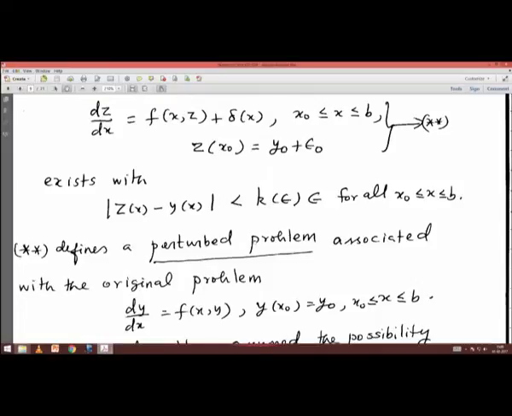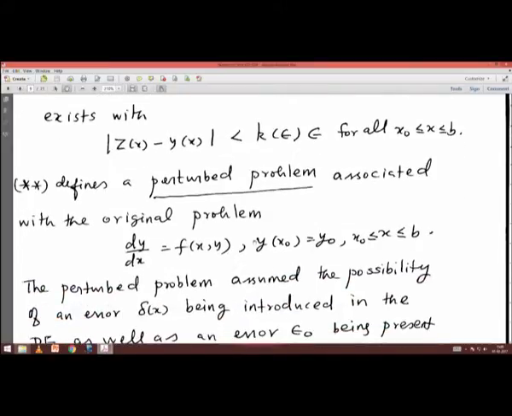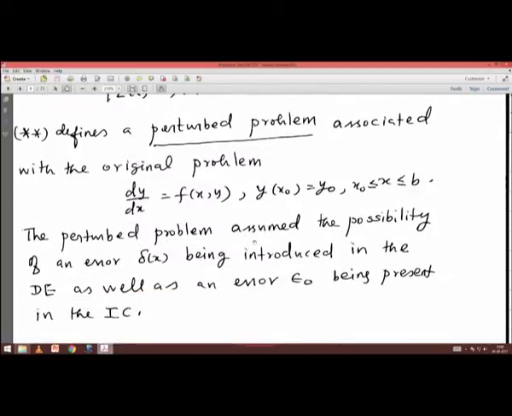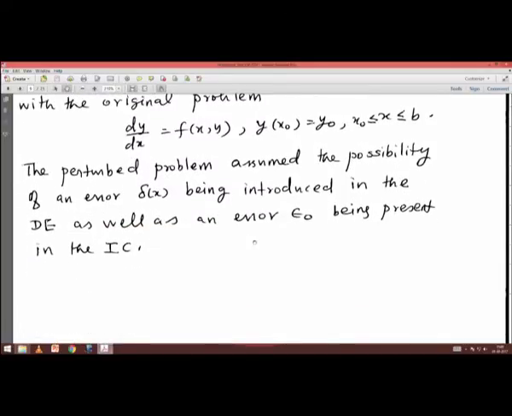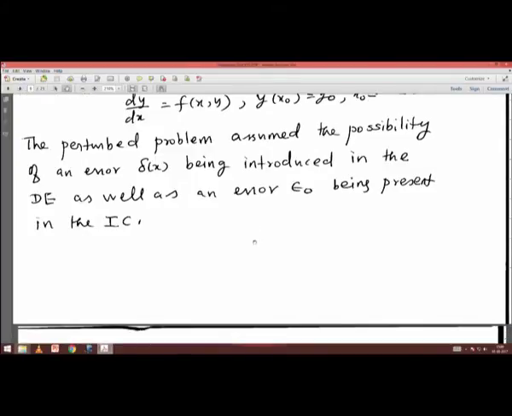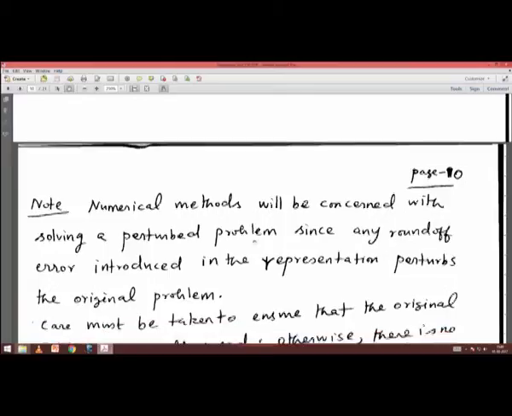So, the second problem that we have defined is essentially called a perturbed problem, which is associated with the original problem. The second perturbed problem assumes the possibility of an error delta of x which can be incorporated in the differential equation, and epsilon naught in the initial condition shows that there is a possibility of incorporating a small error in the initial condition.